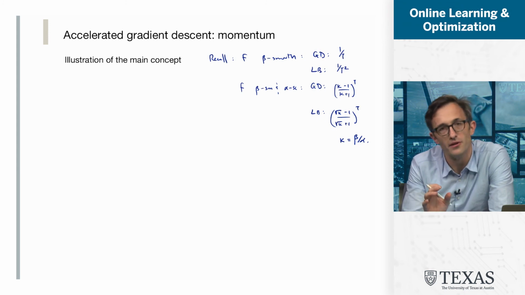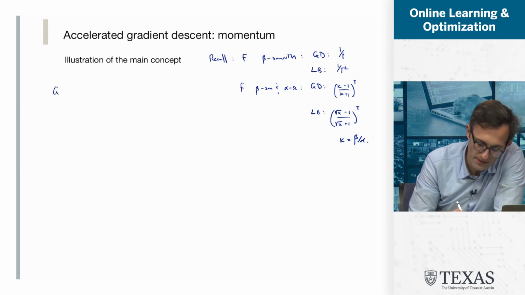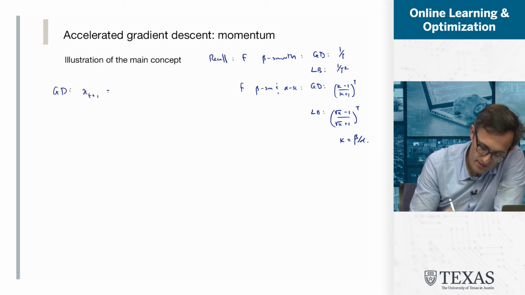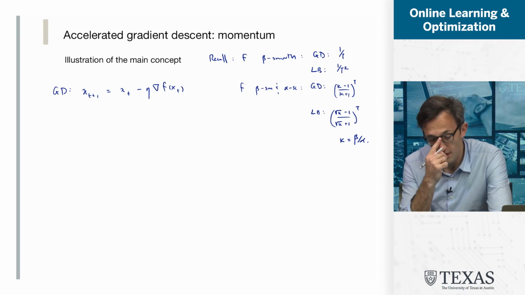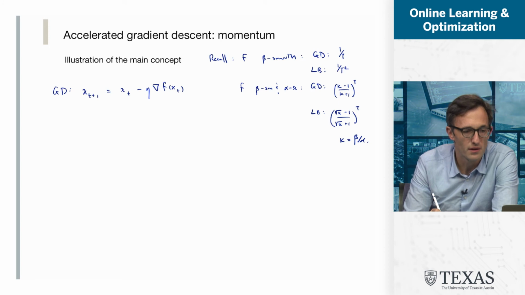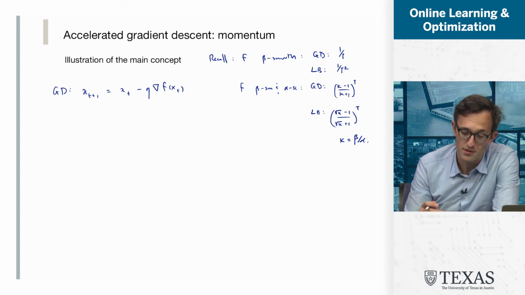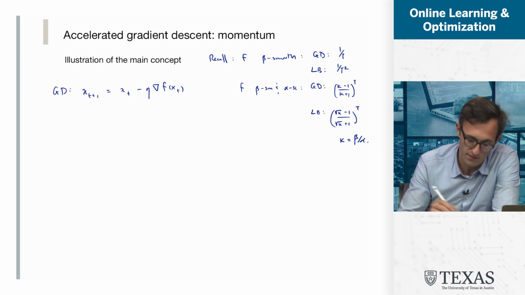The key idea here is a concept called momentum. So let's recall what the basic gradient descent algorithm is. xt plus 1 is equal to xt minus eta times the gradient of the function that I'm trying to minimize. The idea of momentum is to include a term here that captures some aspect of where I was before, the direction that I was moving in. So the name is suggestive.